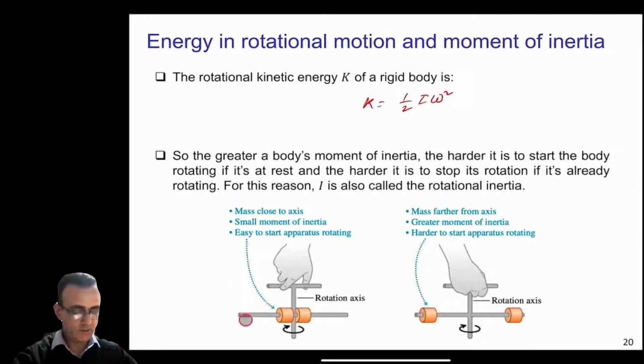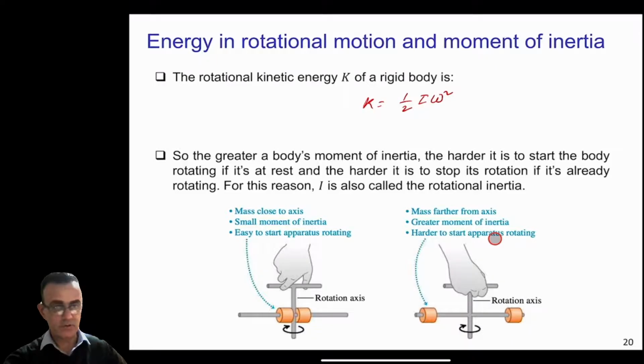If you consider these two bodies here, in the first case the masses are close to the center of rotation. So mass is close to the axis, small moment of inertia, and easy to start the apparatus rotating. Now in this case, masses are further away from the axis, so greater moment of inertia and harder to start the apparatus rotating. So this is how you know about these systems here.